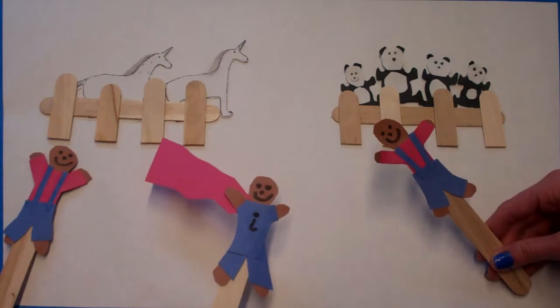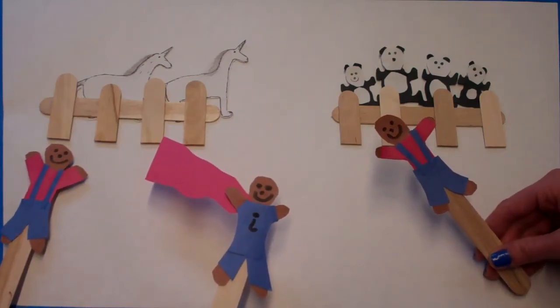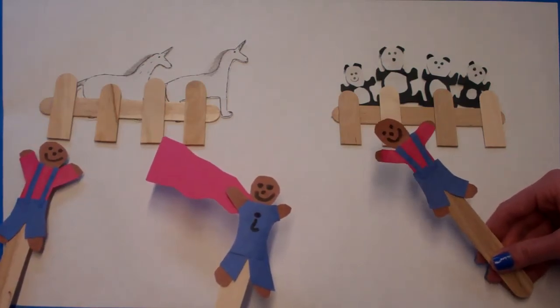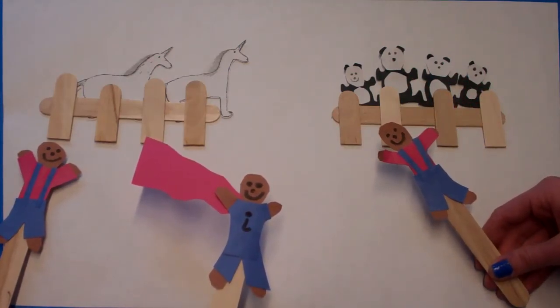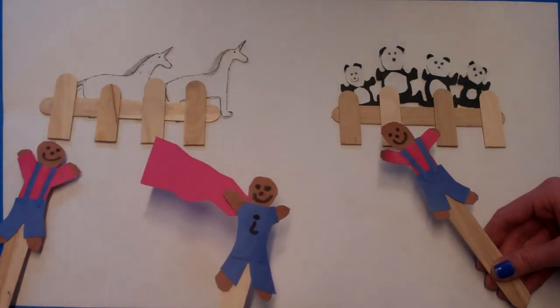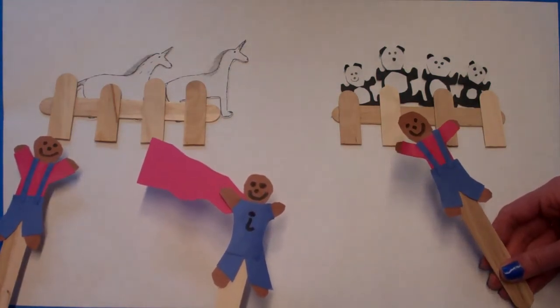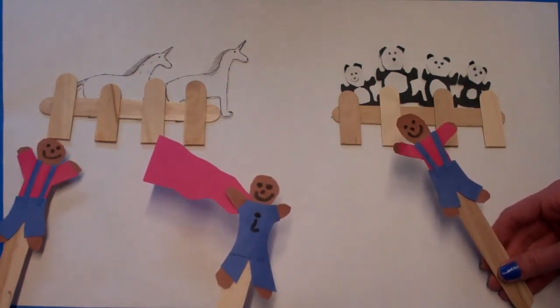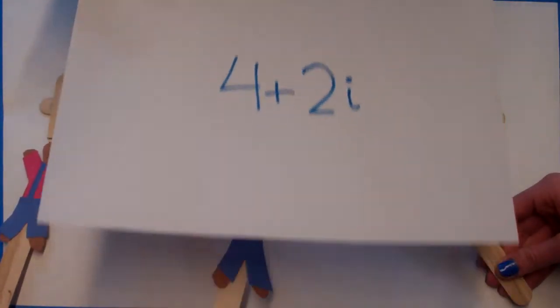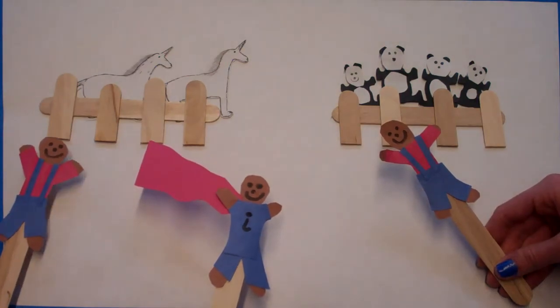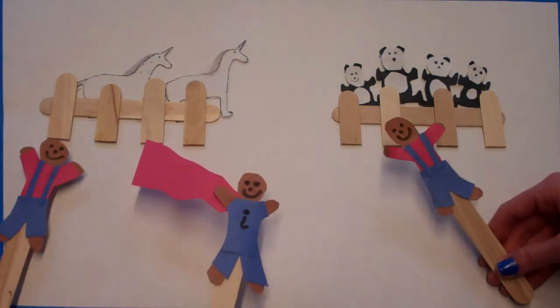Alright, so now let's count all of the animals on the farm. So, I have 4 pandas. And I have 2 unicorns. No, wait, 2i unicorns. And then, when we add them, they come together to 4 plus 2i animals. That means we have 4 plus 2i animals on our farm.